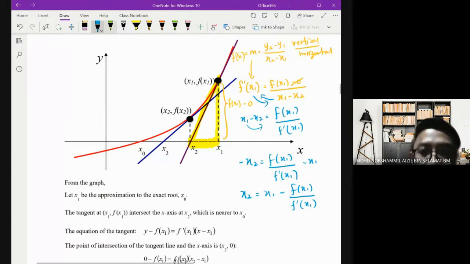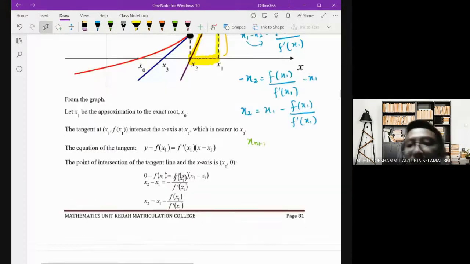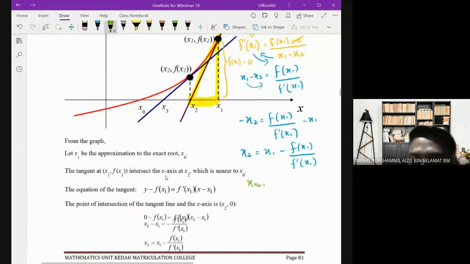Okay. So from here, we obtain that the formula is xn plus 1. Kejap saya nak bagi tally dengan formula kamu. Formula kamu macam mana? Betul. Cantik. Okay, nampak ni. Kalau sini 2, maksudnya n tambah 1. Maksudnya x1 ni adalah xn. So minus f xn over f prime xn.